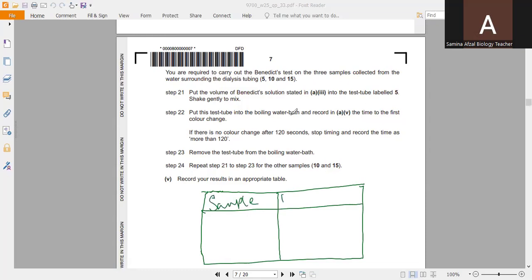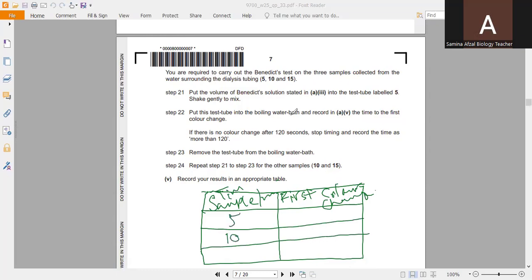Sample and first color change. Time sample, minutes per minute. So here will be 5, 10, and 15. And the timing, which you will note down for the first time to color change, as we have explained in the previous step.